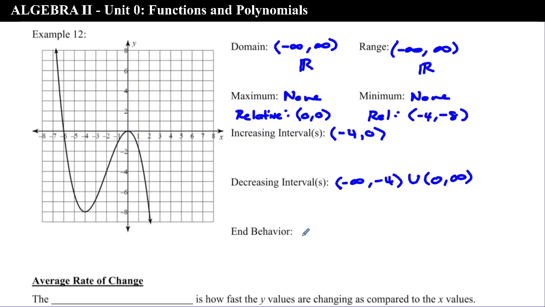Now, let's take a look at end behavior. Remember, we're going to look as x goes to infinity, and we're going to also look as x goes to negative infinity. What is happening? So, for infinity, we're looking at the right-hand side of the graph. Well, is the graph going up or down in the y? It's going down. So, therefore, f of x goes to negative infinity. How about on the left-hand side, as x goes to negative infinity? Because we're on the left-hand side, we're going up. So therefore, f of x goes to infinity.